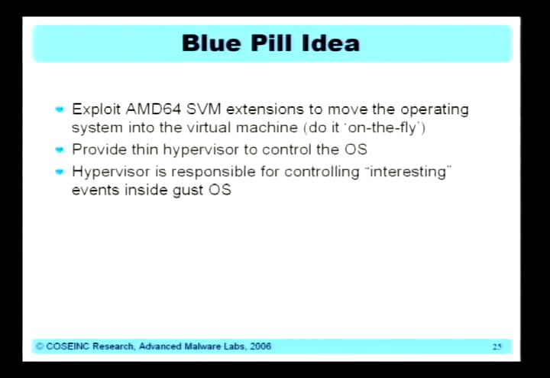The idea behind Blue Pill is to exploit SVM extensions of AMD. Actually, the idea is very similar to what Dino presented just a few hours ago, but he did it on Intel VT, and I did it on SVM. So the idea is to provide a very thin hypervisor, which will control the OS, and the hypervisor will be responsible for intercepting any interesting events. Which events will be interesting depends on what we actually want to implement: keylogger, kernel backdoor, whatever.